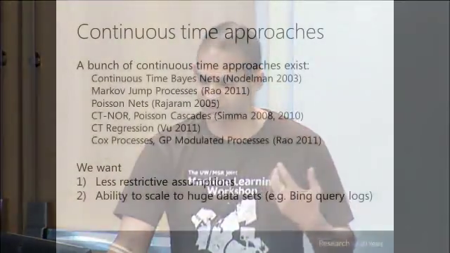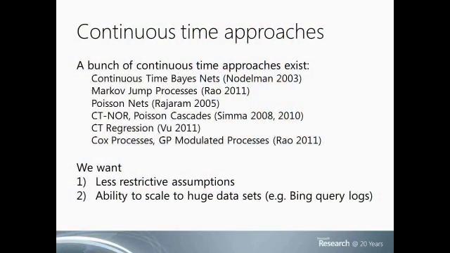So a different approach is to do the modeling directly in continuous time, and there's been a bunch of work that has tried to do that. And we actually tried a few of these. Now, it turns out that a bunch of these methods restrict the kinds of dependencies you can have on the past. And it wasn't clear whether the assumptions that were chosen for those particular models actually matched the data we care about. Another problem is that we want to operate on Bing query logs, which are a little big. And a lot of these methods don't scale very well to that kind of data. And so what we want is, first, to make less restrictive assumptions about the data, and second, still be able to scale to these huge data sets.